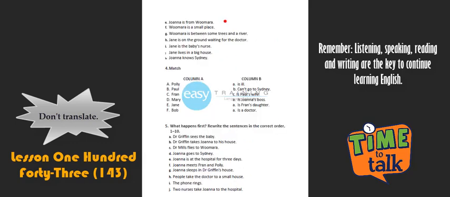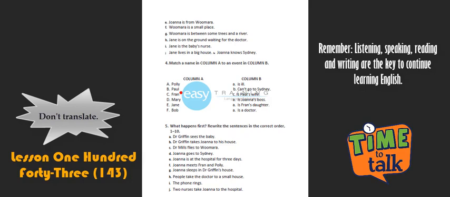Sentence E. Joanna is from Woomera. Sentence F. Woomera is a small place. Sentence G. Woomera is between some trees and a river. Sentence H. Jane is on the ground waiting for the doctor. Sentence I. Jane is the baby's nurse. Sentence J. Jane lives in a big house. And sentence K. Joanna knows Sydney.